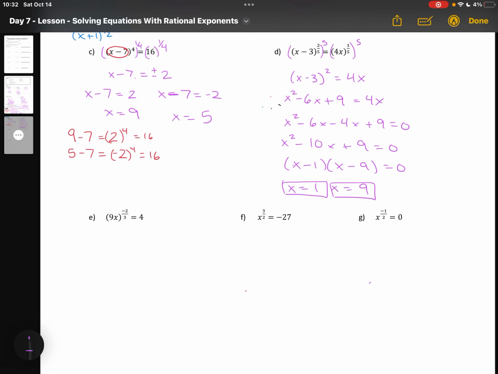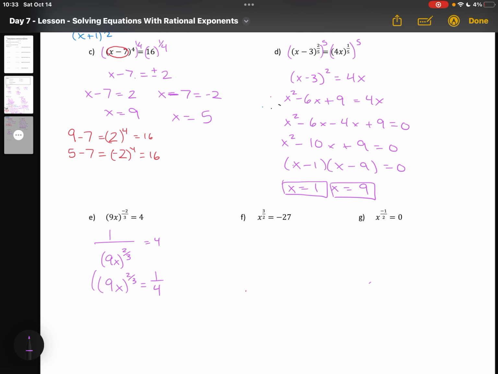In example E, I have a negative exponent again. So I'm going to start off like I did in my previous video. I'm going to get rid of that negative exponent. So I've got 1 over 9x to the 2/3 equals 4. In order to get my x in the numerator, I'm going to flip the fraction. 9x to the 2/3 is equal to 1 over 4. Those three equations are equivalent.